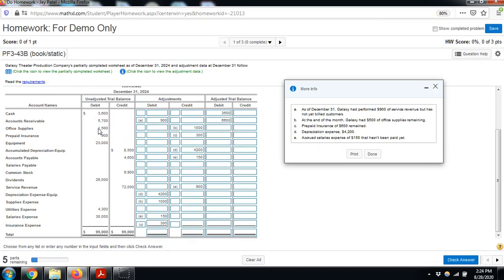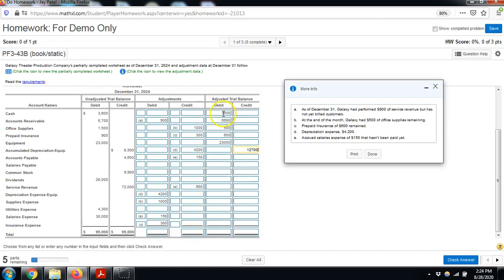Office supplies, we started off with 1,500 debit. We're crediting it 1,000. It's going to leave us with a $500 debit balance. Prepaid insurance started with 900 debit, adjusted a $300 credit. That's going to leave us with $600 debit. Equipment, same, no adjustments. Accumulated depreciation, we had 8,500 to start with. We're adding 4,200, so we get 12,700.